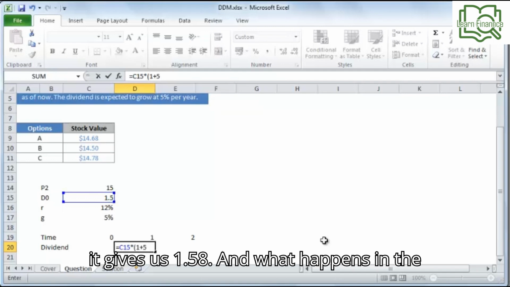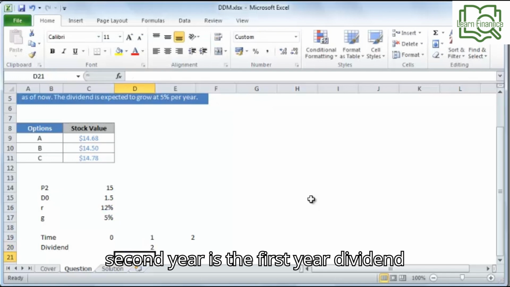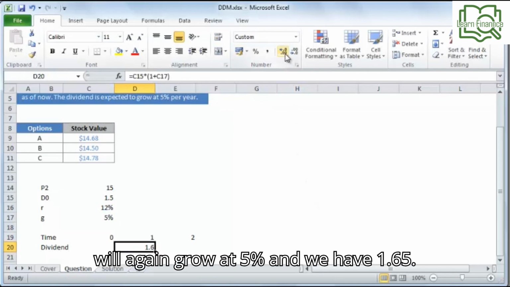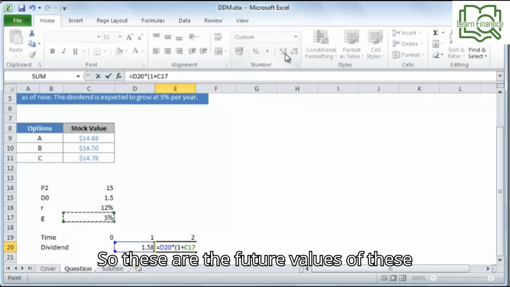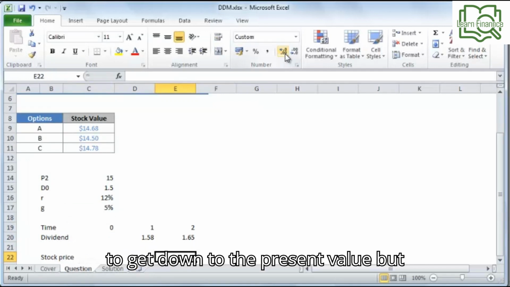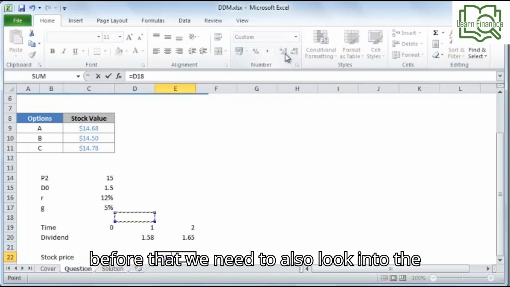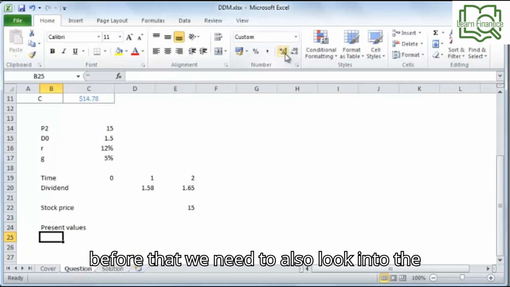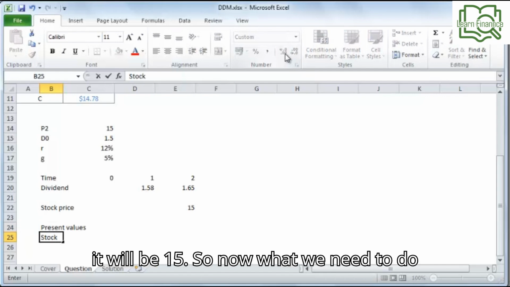It gives us 1.58, and what happens in the second year is the first year dividend will again grow at 5%, and we have 1.65. So these are the future values of these dividends. What we need to do is get down to the present value. But before that we need to also look into the price. After 2 years, we are given that it will be 15.